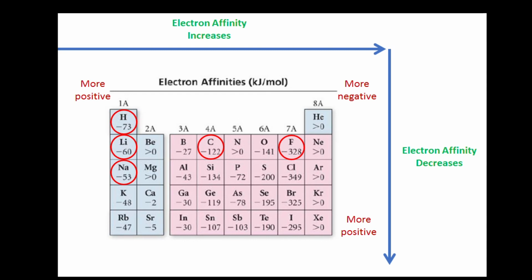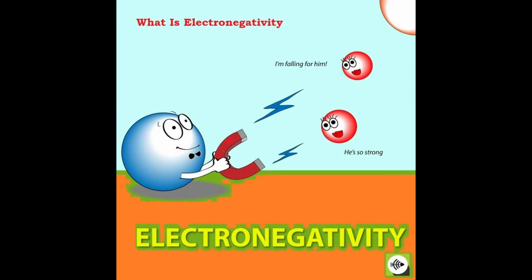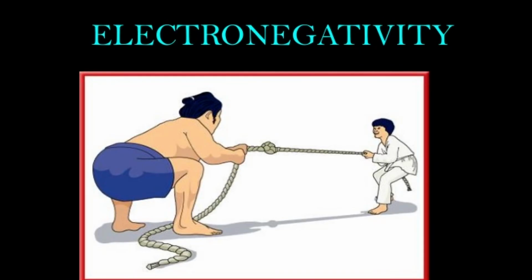The next property is electronegativity. Now what is electronegativity? Electronegativity is the tendency of an atom to attract the shared pair of electrons towards itself. That is, electronegativity is the ability of an atom to draw electrons towards itself when electrons are shared between two atoms. Atoms sometimes fight each other for possession of electrons. Electronegativity tells you the strength of an atom in a tug of war over electrons.